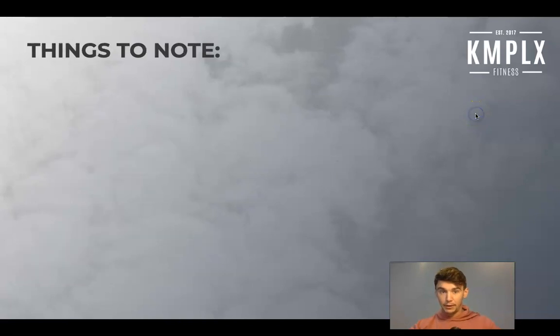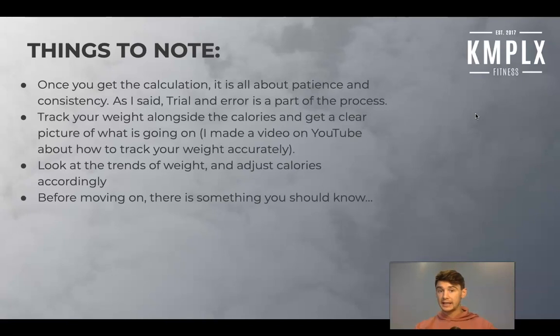It's pretty simple. Things to note before we go on. Once you get the calculation, it's all about patience, consistency. As I said, trial and error is part of the process. Track your weight alongside the calories to get a clear picture of what is going on. I made a video on YouTube about how to track your weight accurately for anyone who wants to look at it. I might link it below so you can click to it quickly. Look at the trends of weight and adjust calories accordingly.